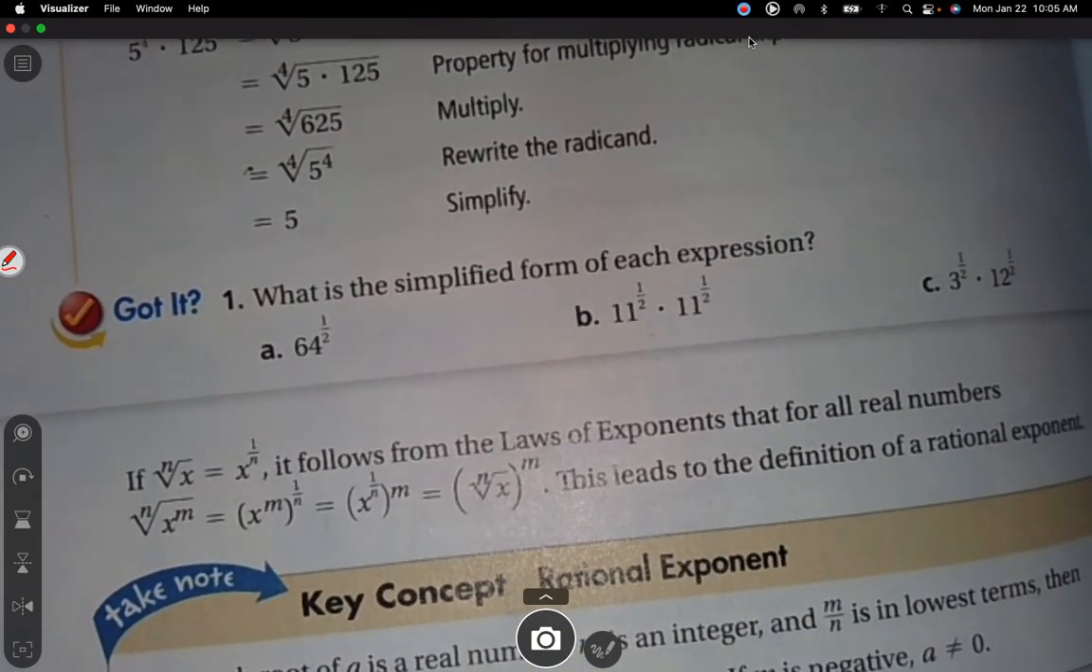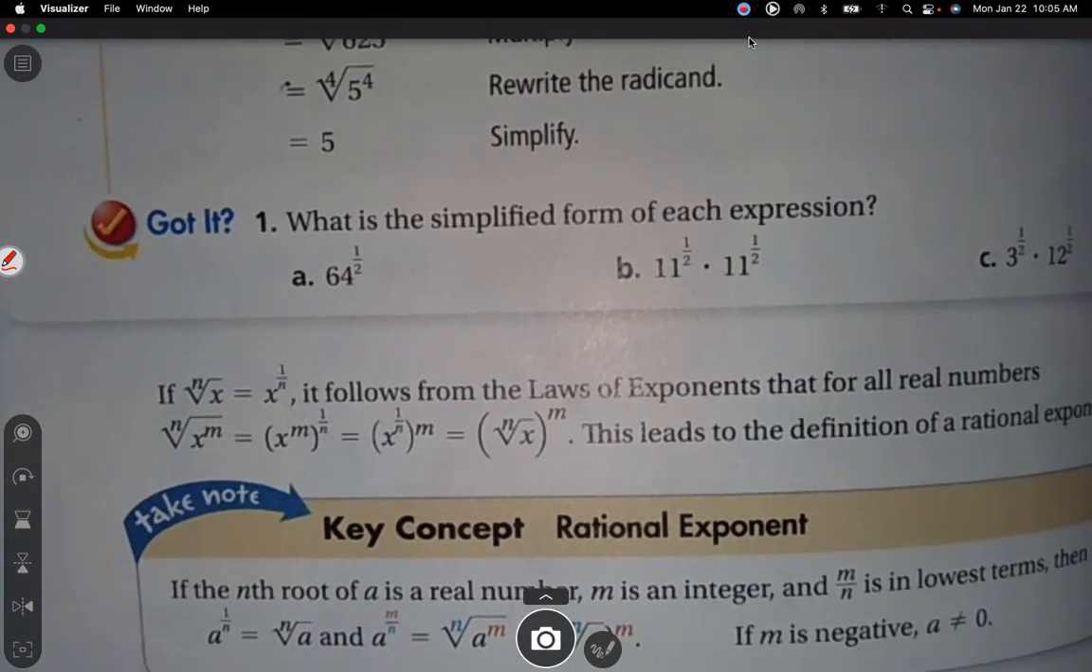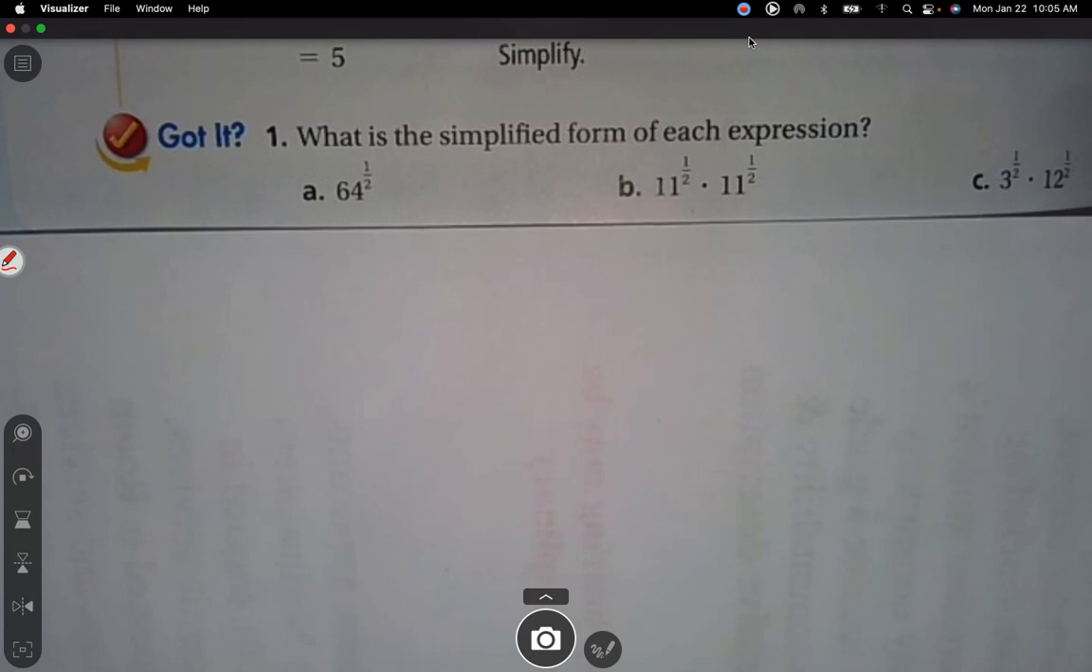Since I didn't get this. Oh, wait, no, I do. Look, I'll do this number 1 since I didn't record the first problem. Where am I? Right here.